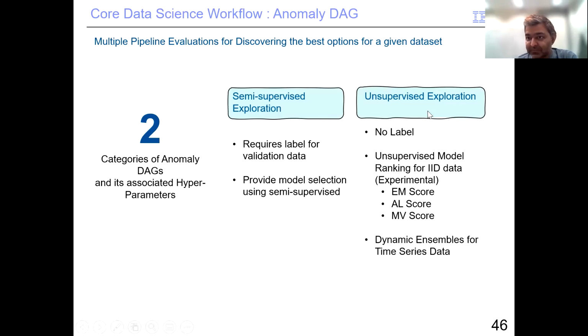One is an unsupervised exploration, where you do not provide any label information upfront. And another one is a semi-supervised exploration, where you provide a small amount of labeling information that we do not make use of during the training, but we make use of in selecting the right algorithm. In case of the unsupervised exploration, since no label is provided, the toolkit comes up with a ranking mechanism. So a data scientist still can run multiple algorithms on a given data set and can obtain the rank on their data.